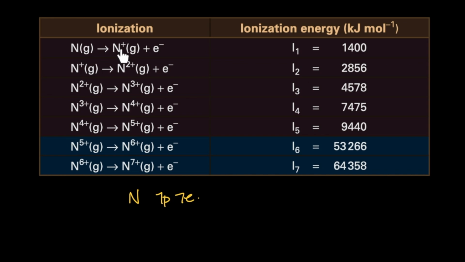So when you remove the first one, it becomes 1 plus, then 1 plus to 2 plus, then 2 plus to 3 plus, 3 plus to 4 plus, 4 plus to 5 plus, 5 plus to 6 plus, and 6 plus to 7 plus. And these are called the 7 ionization energies of nitrogen. Now you also have to be able to identify, let's say, the third ionization energy of nitrogen. The third will be 2 plus becoming 3 plus. The sixth will be 5 plus becoming 6 plus. The fourth will be 3 plus becoming 4 plus. And the seventh is 6 plus becoming 7 plus.